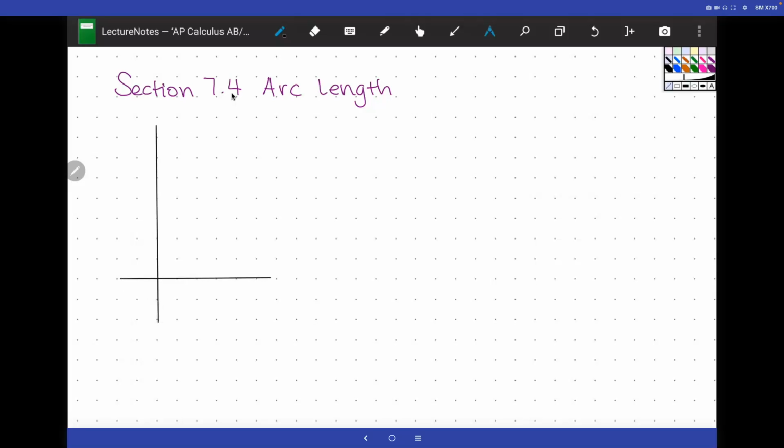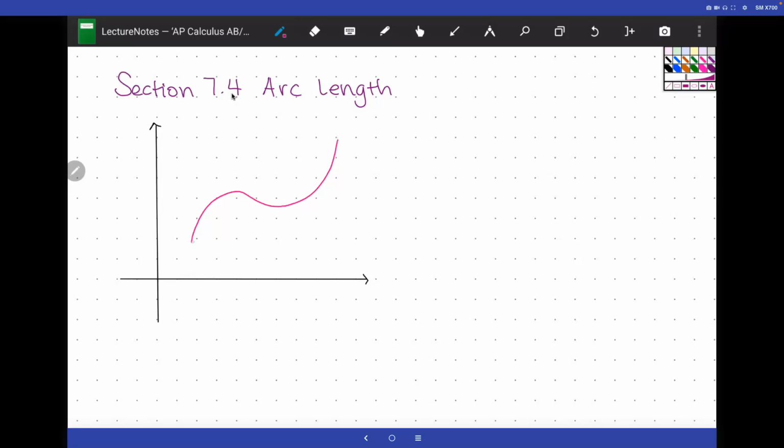We'll put an X and a Y axis on there. And I'll just put, how about this curve? We're going to find that arc, the length of that. If it was a piece of string and we pulled it straight, how long would it be?